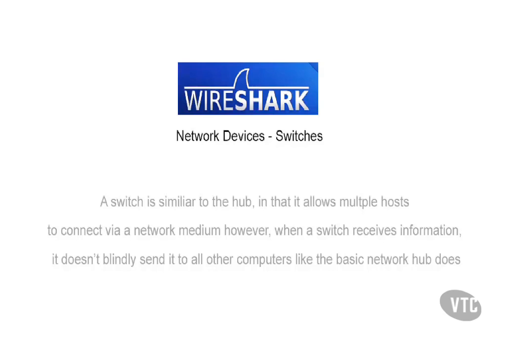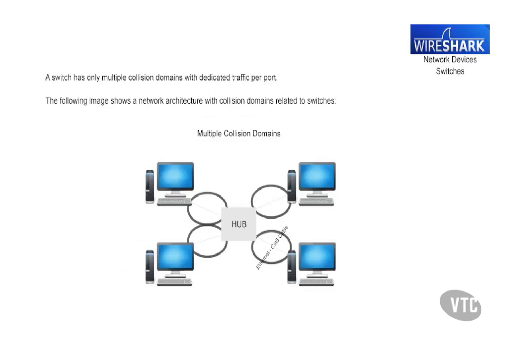However, when a switch receives information, it doesn't blindly send it to all other computers like the basic network hub does. The switch is much more advanced in that it looks at the packet header to locate the destination MAC address which is connected to the switch or underlying network. The switch also maintains a list of all MAC addresses and corresponding ports on the switch that the computers or clients are connected to. It then forwards the intended packet to the specified MAC address and port.